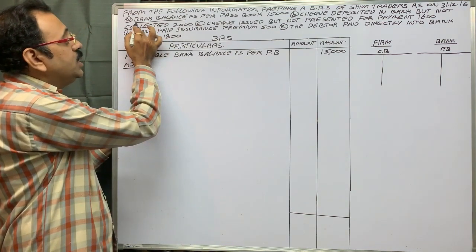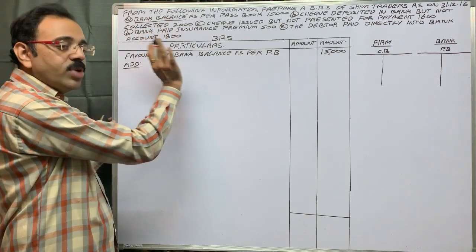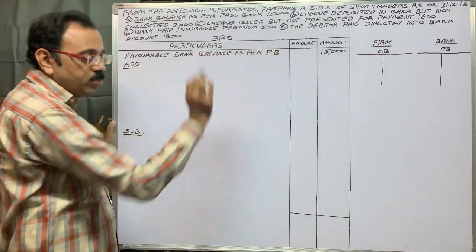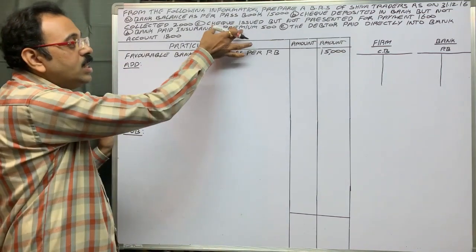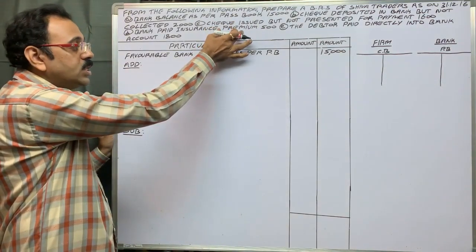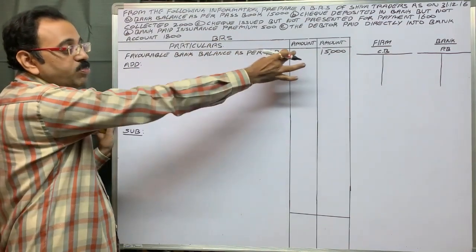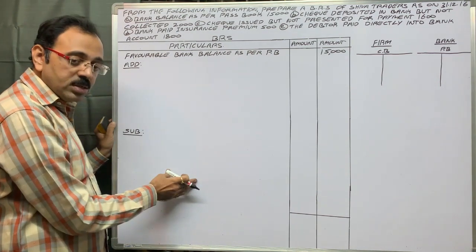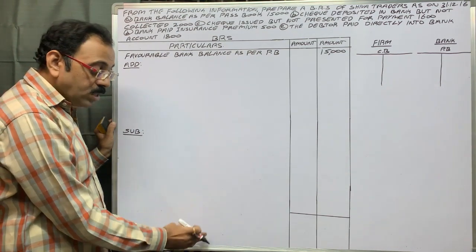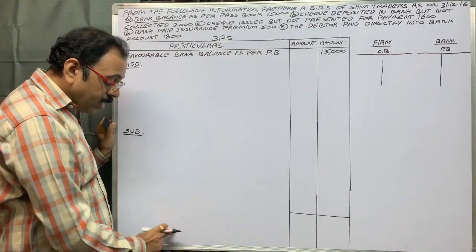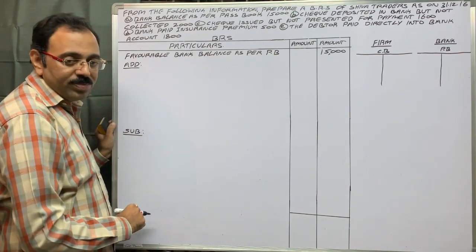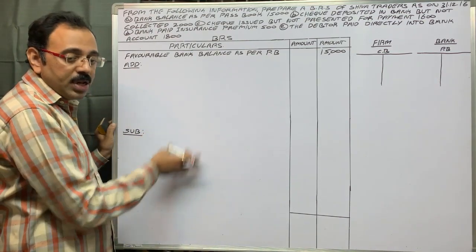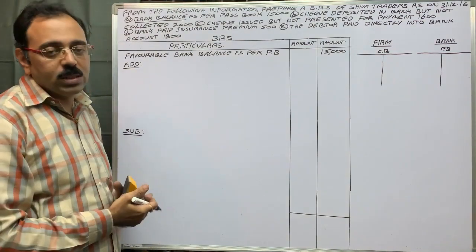Therefore, our assumption is that this is a favorable bank balance. So I wrote favorable bank balance as per passbook. Then all these reasons are there, no? Some reasons we should add to this passbook balance and some reasons we should deduct. Then the answer is what? Bank balance as per cash book. Okay. So to add or subtract the reasons, we have to do some analysis.